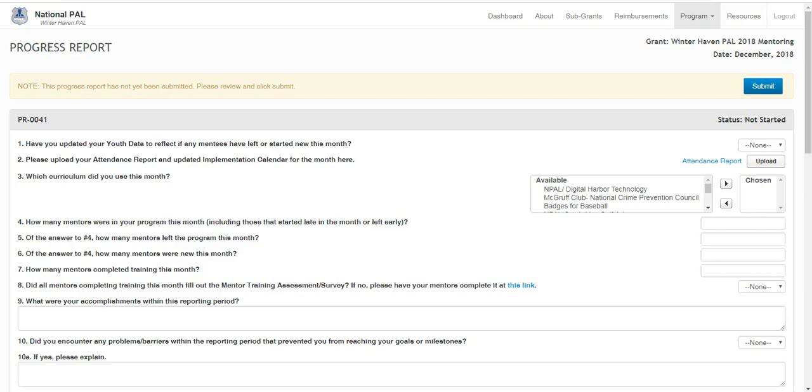For number 5, of that number in question 4, how many mentors left the program this month? You'll just indicate that. Again, if you ended programming way back in November, you can just enter 0 here. Number 6, of the number in question 4, how many mentors were new this month? Again, just answer that question. If you're running programming through December, answer accordingly; if you finished up in November, you can enter 0.